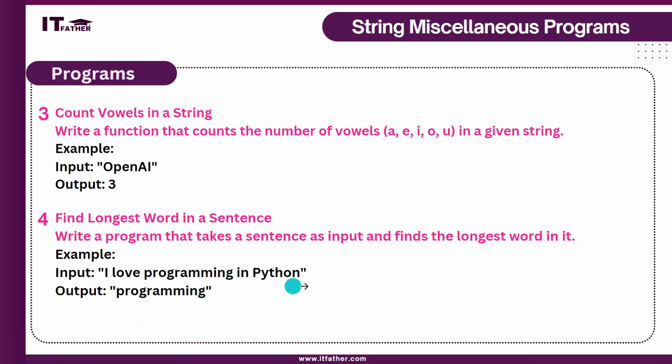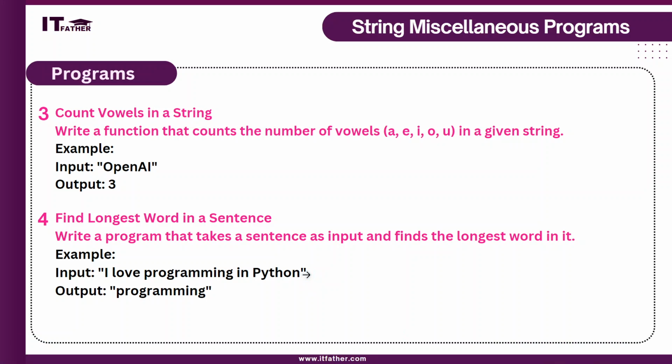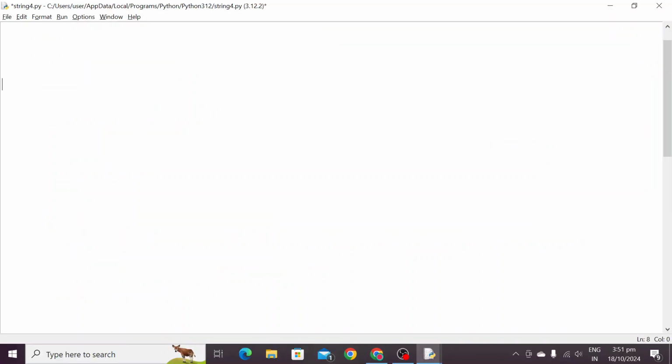So in this program, first of all we have to take input from the user as a sentence. Then we have to find out each single word from the sentence, check the length of each word, and compare whether the word is the longest one or not. Okay, so let us do it. I'm writing line equal to, "this is about Python programming." In this sentence, programming is the longest word.